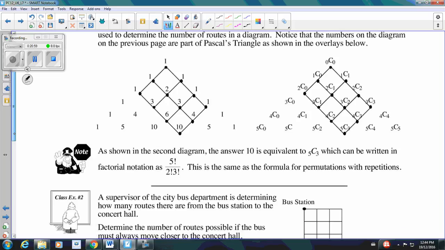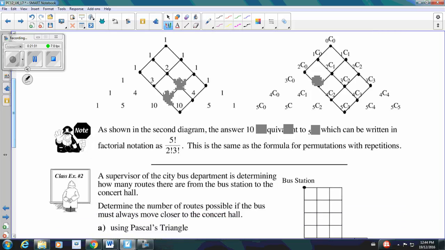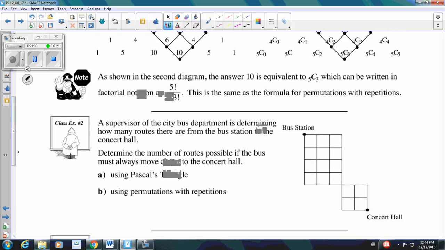I'd say it's more handy to remember the pattern from Pascal's triangle rather than the actual triangle when we're answering these questions. A supervisor of the city bus department is determining how many routes there are from the bus station to the concert hall. Determine the number of routes possible if the bus must always move closer to the concert hall.